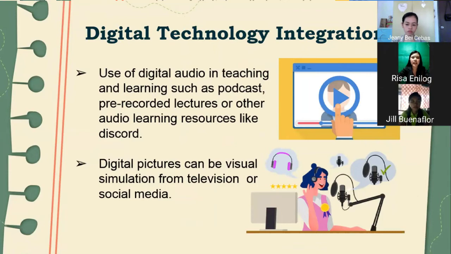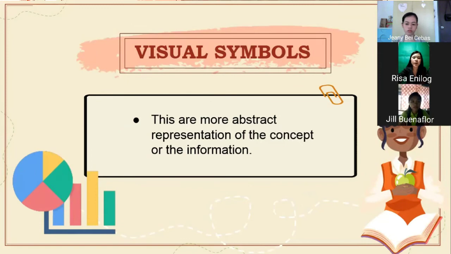Another level is the visual symbols. These are more abstract representations of the concept or the information. At this level, the learner is more passive, as most students are visual learners. Examples for this are charts, maps, graphs, and diagrams for abstract representation. These visual symbols help students to make just about any reality easier to understand.